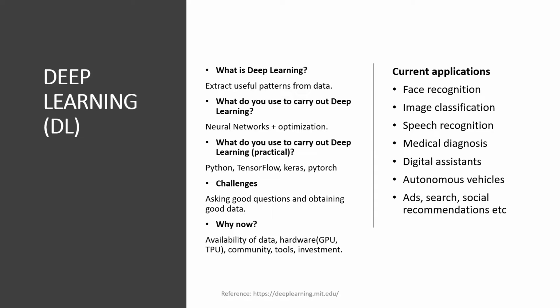Then the current deep learning applications: we have face recognition, image classification, speech recognition. It can also be applied in medical diagnosis. It's used in digital assistants, for example, those ones on our phones like Siri, Alexa. Then we have autonomous vehicles. It can also be used in making adverts.